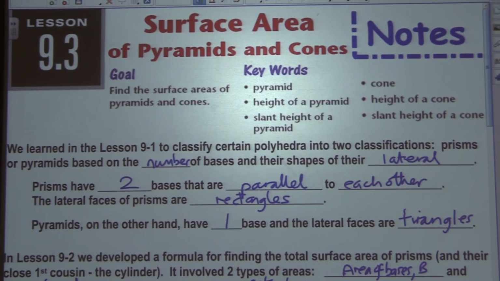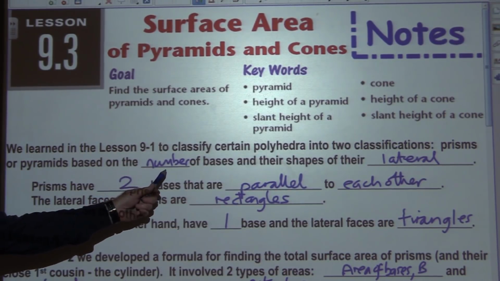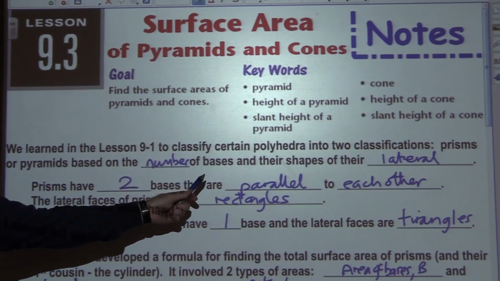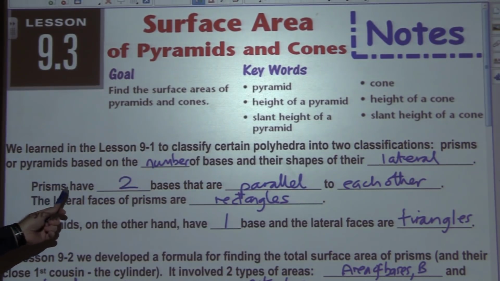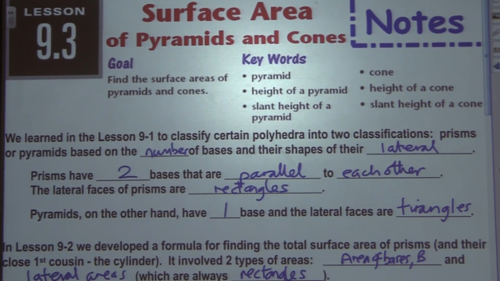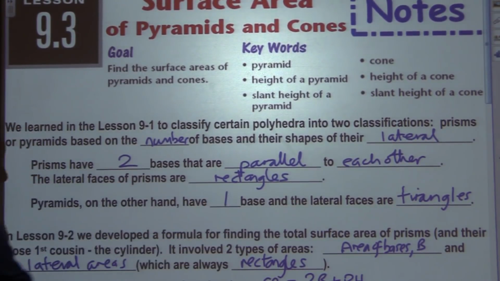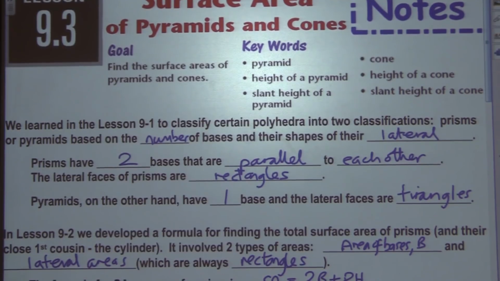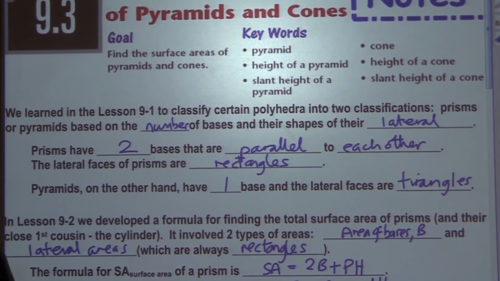We've learnt in lesson 9.1 to classify certain polyhedra into two classifications, prisms or pyramids, based on the number of bases, so if you can write this in your notes, and the shapes of their lateral faces. Prisms have two bases that are parallel to each other, and the lateral faces of prisms are rectangles. Pyramids, on the other hand, have one base and the lateral faces are triangles.